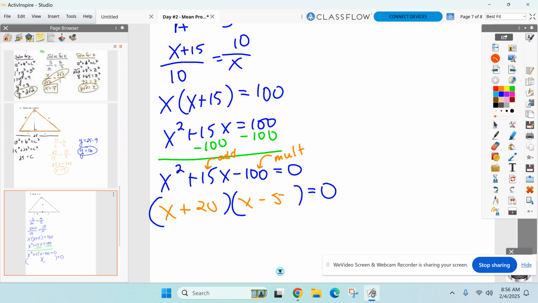So we get x equals negative 20 for one answer, and x equals 5. If you do quadratic formula, you should get both those too. Anybody got a problem? Well, I still got a problem. I'm not comfortable moving on to number 4.